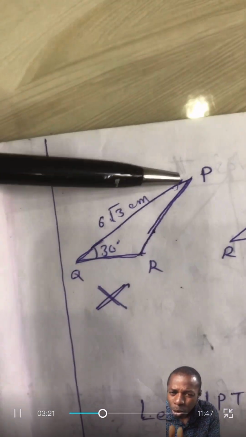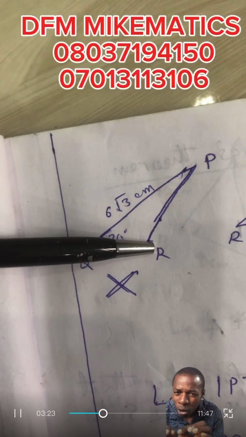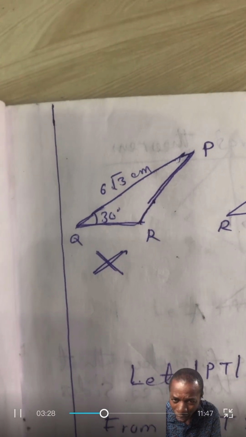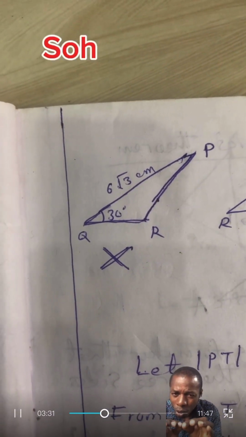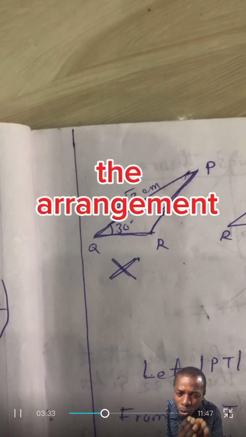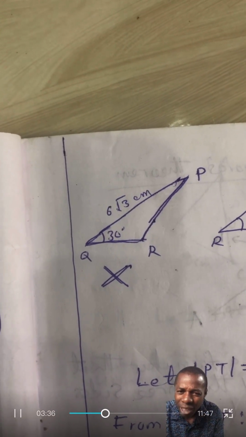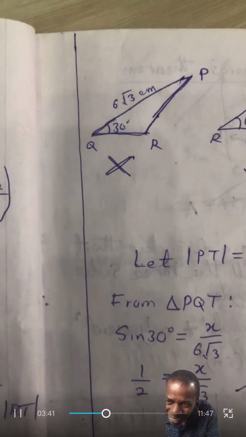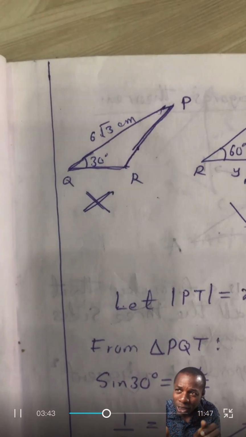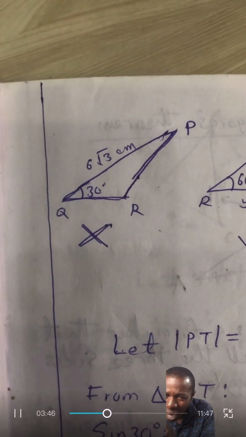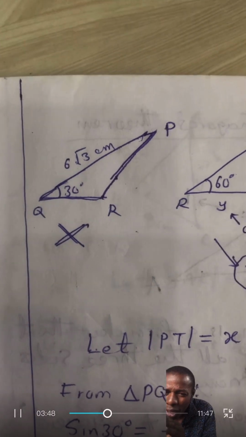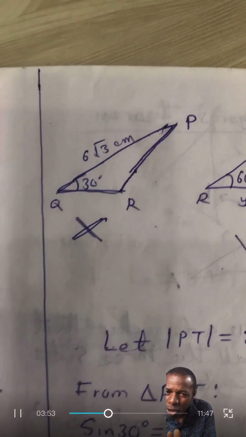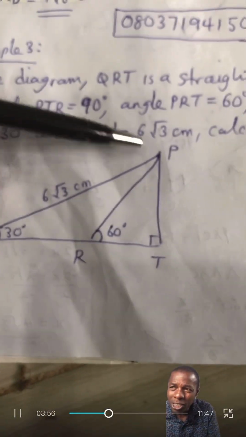Because when it comes to the use of SOH, which we call the arrangement, it only works with right angled triangle. Alright, again, when it comes to the SOH, the arrangement, it only works with what? Right angled triangle. A triangle that has a symbol that has a value of 90 degrees. So the first triangle we brought out here, which is PQR, has no right angle in it, so we ignore it. All right, now the second triangle we are going to bring out is PRT.